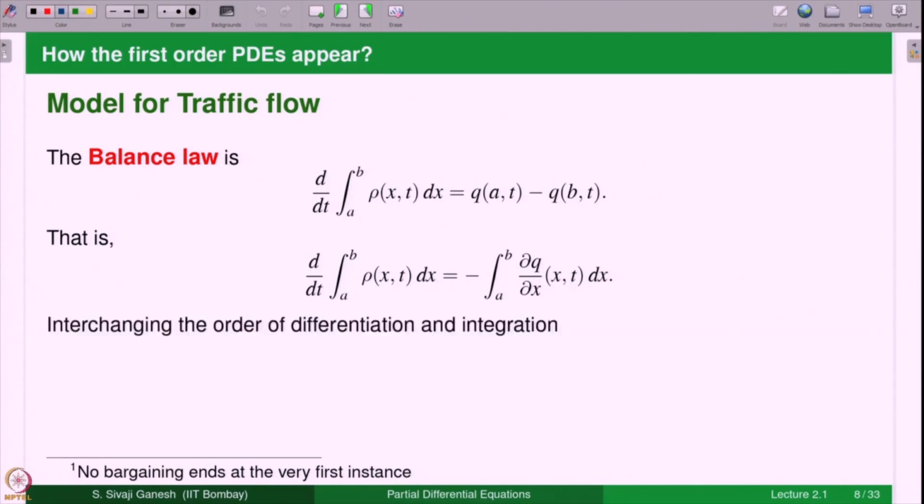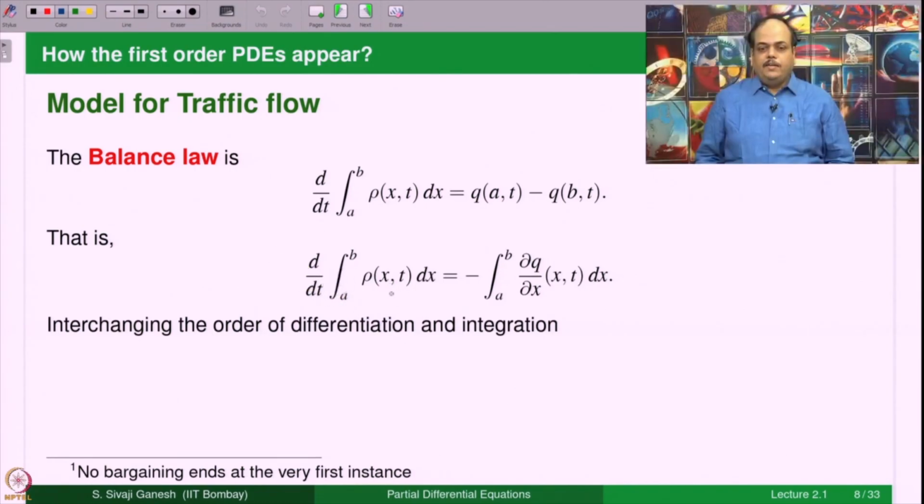So, interchanging the order of differentiation and integration: in the first term d/dt is outside the integral, we can take it inside. Of course, we know that this is not true all the time, it is not always allowed, one needs justifications, but this is where I say no bargaining ends at the very first instance. So, do not ask those questions right now, they can be asked later.